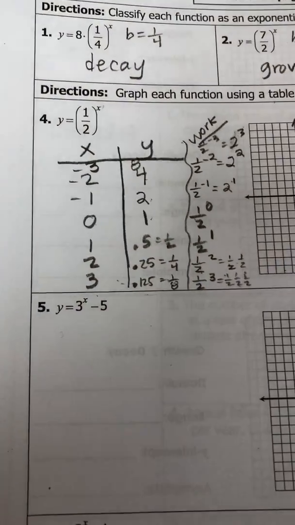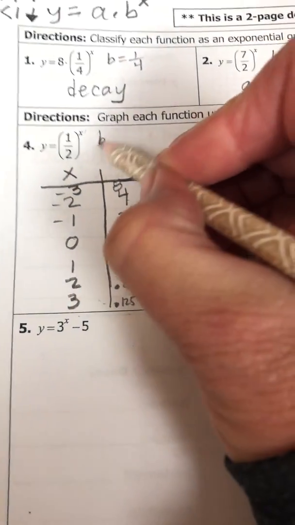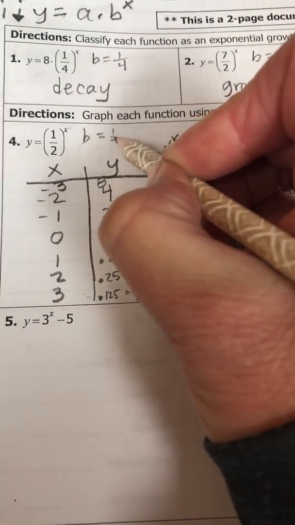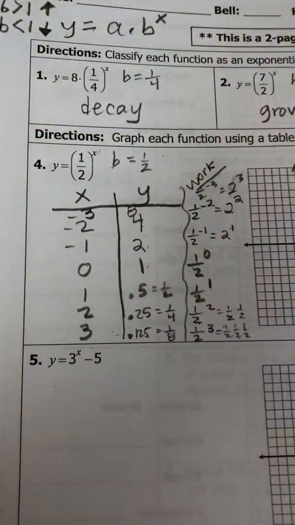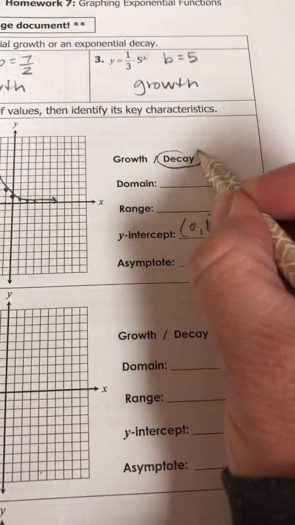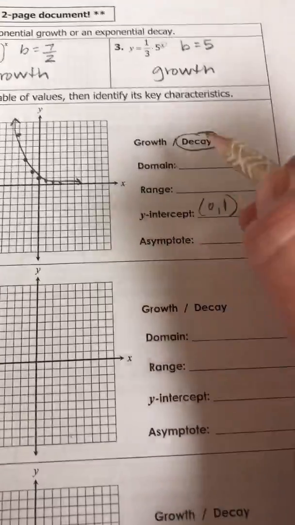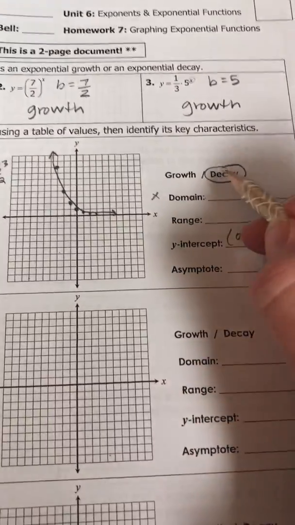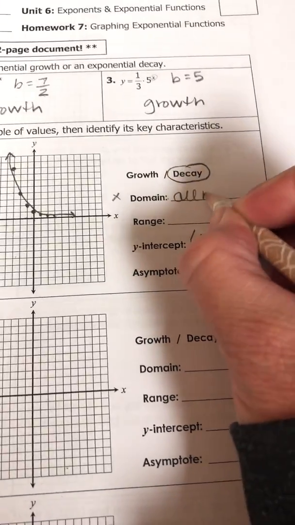And if I look at my b value, remember b here equals 1/2, and it's less than 1. So that means that this is a decay. My domain are my x values, right? So anything that I put into this table, I can put in all real numbers.